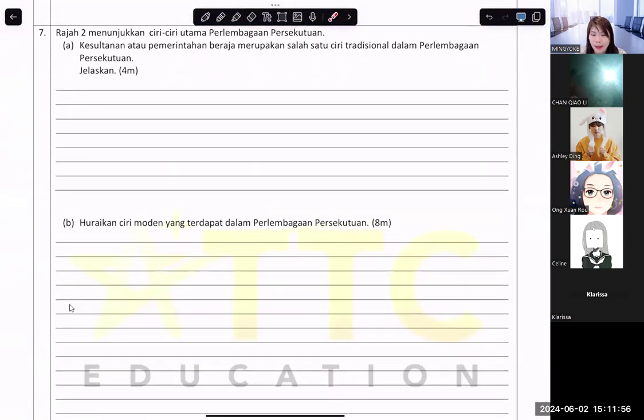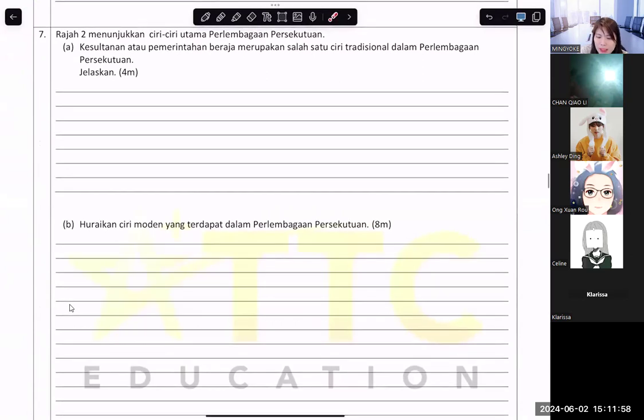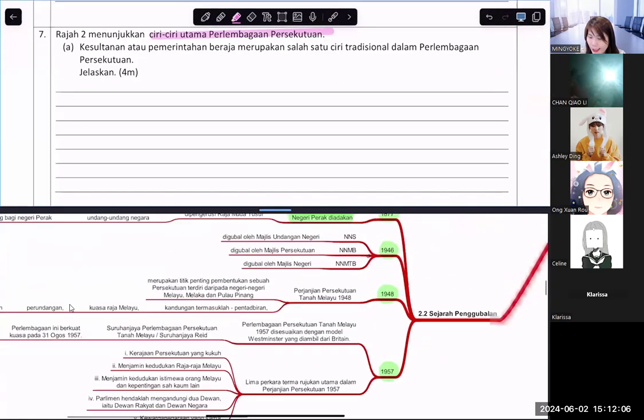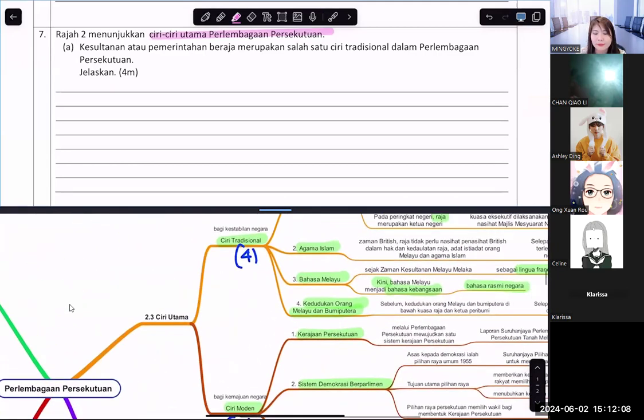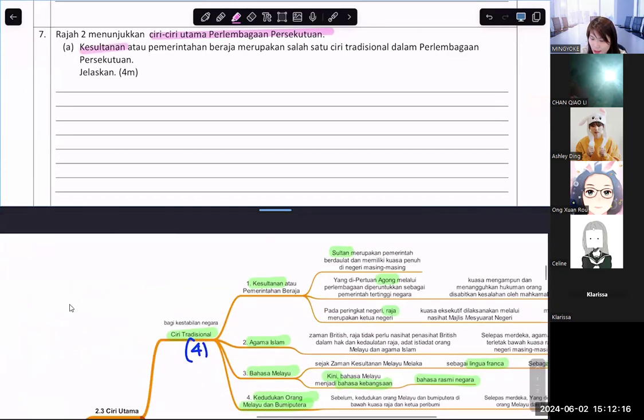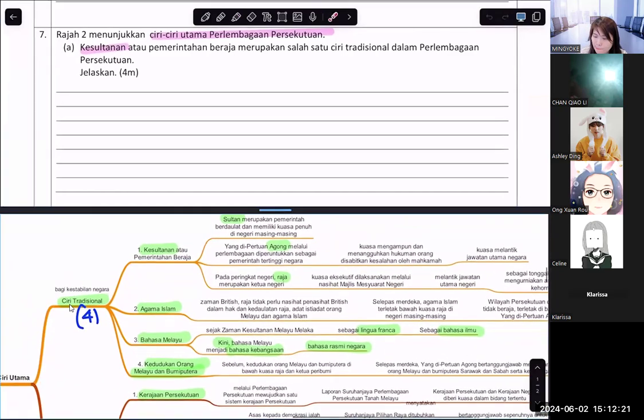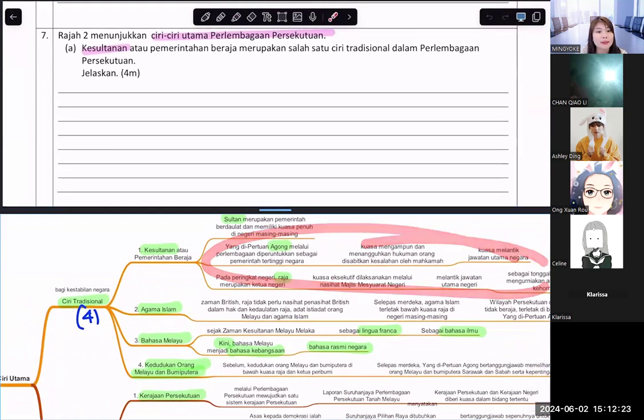Ciri-ciri utama pelembagaan persekutuan, guys. Honestly speaking, this ciri-ciri utama is very easy, right? Where's my notes? Here, the ciri-ciri. Ciri traditional, ciri modern. So one of it is kesultanan. They want you to explain kesultanan. Simple lor. Kesultanan is here. All these are your marks, your points, your answer.